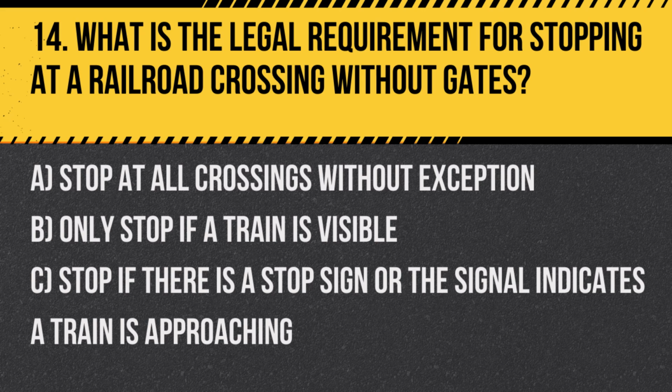B. Only stop if a train is visible. C. Stop if there is a stop sign or the signal indicates a train is approaching. Answer. C. Stop if there is a stop sign or the signal indicates a train is approaching. Always obey the posted signs and road signals at railroad crossings.